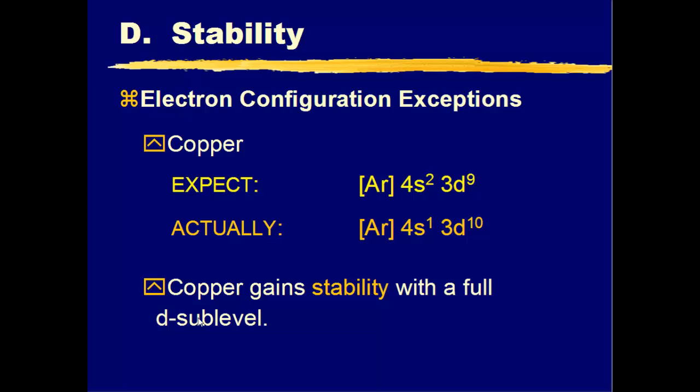Now, if copper does it, what other elements do you think might do this? Remember, the periodic law says that elements in the same group have similar properties. So look at the elements below copper. Those elements will also add one electron to their D sublevel to gain extra stability.